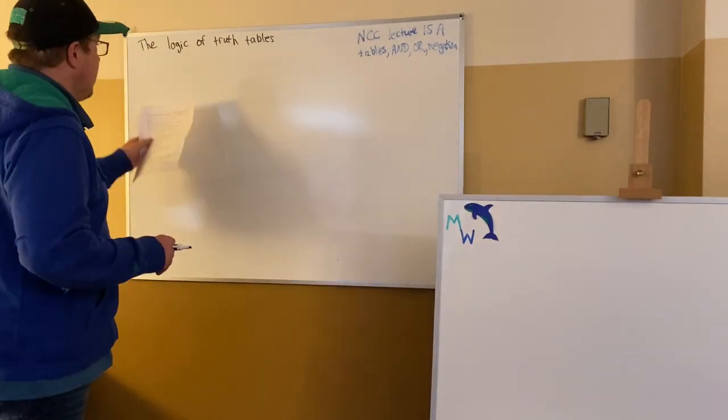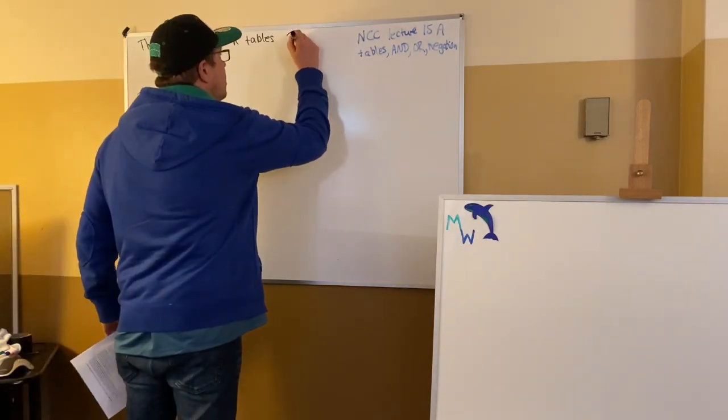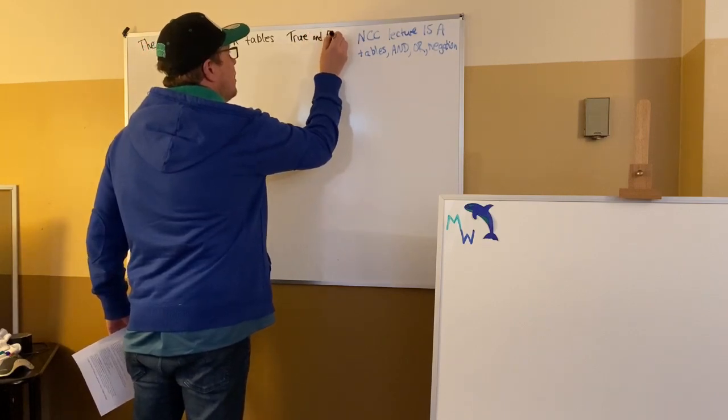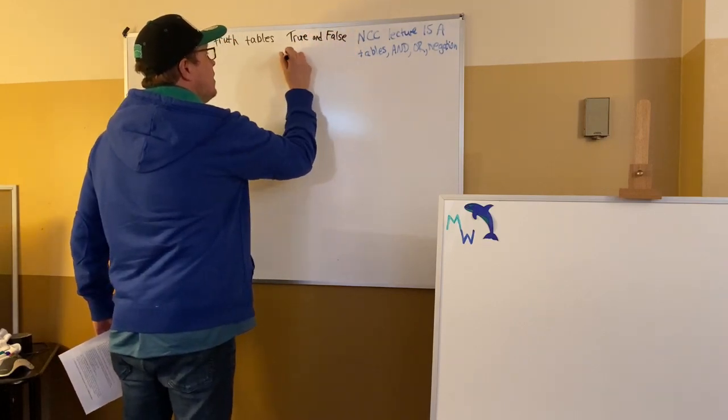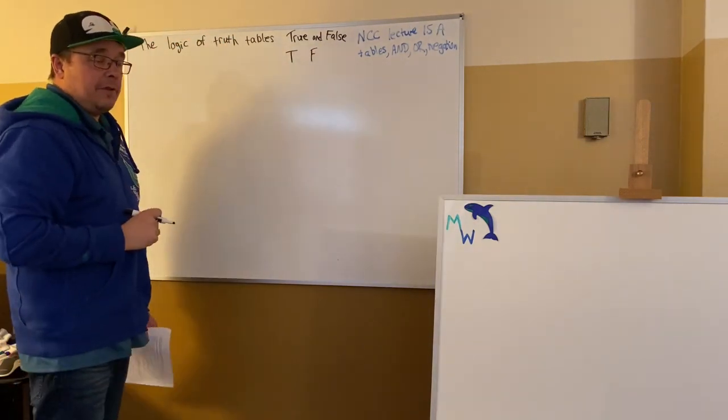What goes on with the logic of truth tables? Truth tables deal with true and false. Now, what do they want to do? They want to go with T for true and F for false. If you notice, they look an awful lot alike.